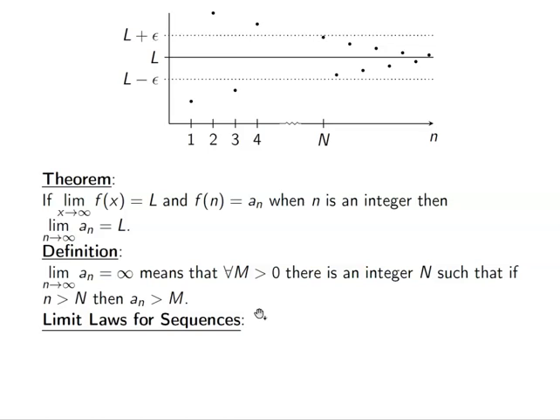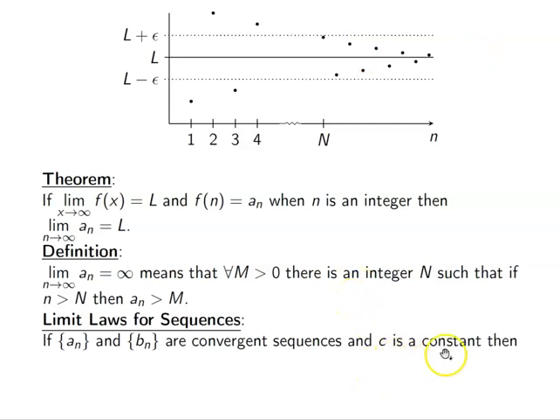The limit goes to infinity. Okay. Limit laws for sequences. If A is a sequence and B is a sequence, and they both converge, meaning that as we look at really large values, it gets really close to some value. Okay. And let's say that C is a constant, then the limit as n goes to infinity of an plus bn or a minus b is going to be the same as the sum or difference of their limits.